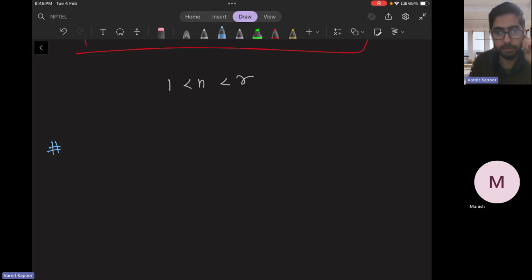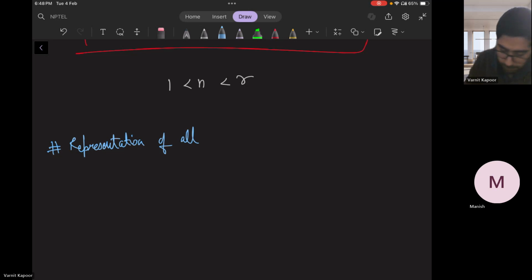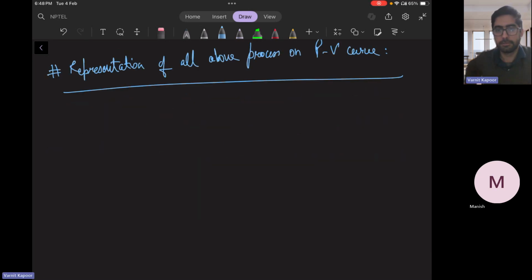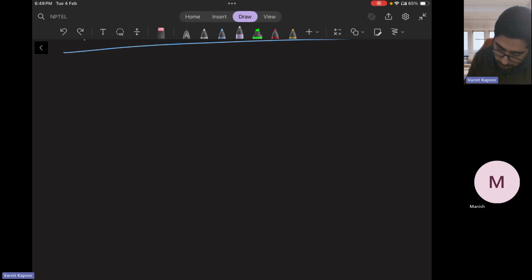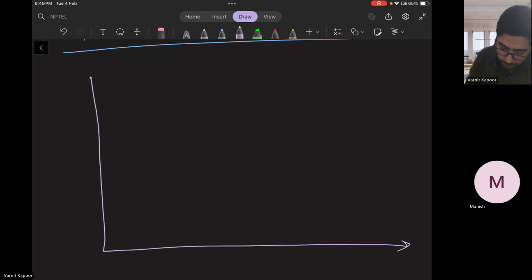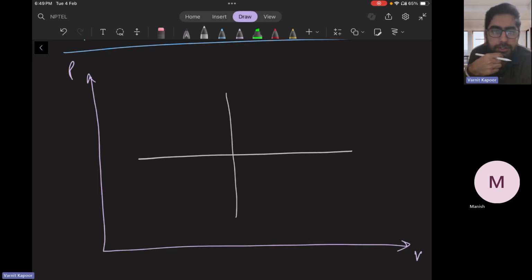Now we will represent all of these processes on the PV curve, the pressure volume curve. Okay, very important curve to understand. So suppose this is my pressure versus volume. Okay, so first I'll make a cross like thing. From here we will start.